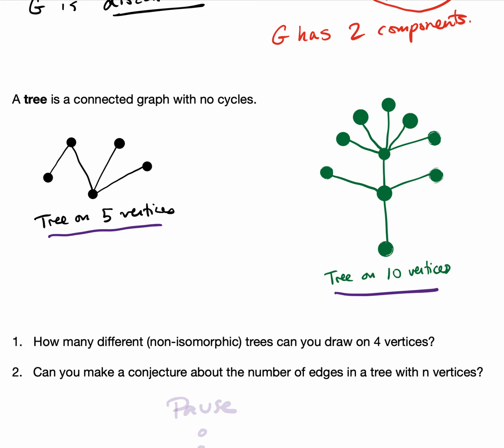So given this definition, I'd like you to pause the video for a moment and try to think about, one, how many different, and by different I mean non-isomorphic. So remember that two graphs are isomorphic if you can turn one into the other by just redrawing it. So how many different non-isomorphic trees can you draw on 4 vertices? Is my first question. And my second question is, can you make a conjecture about the number of edges in a tree with n vertices? So I would like you to pause the video for a moment and grab a pencil and a paper and think about your answers to each of these.